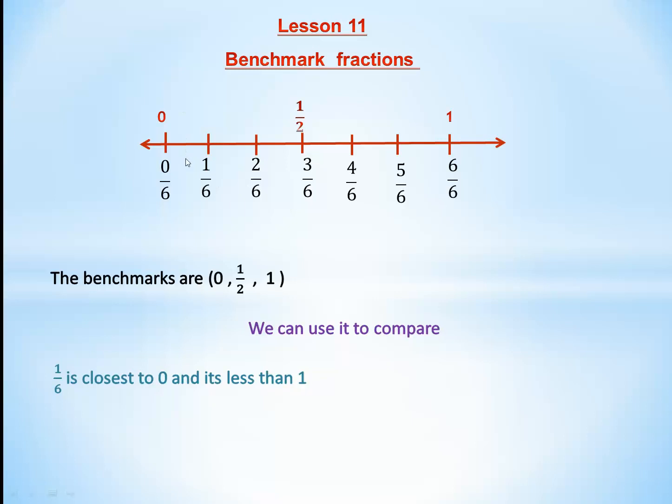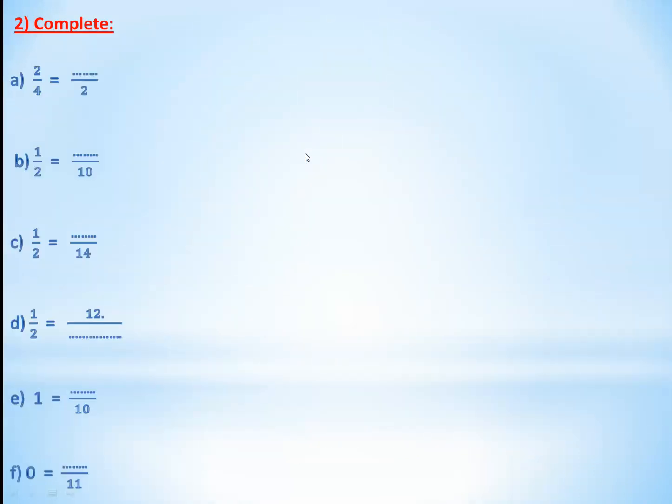1/6 here is closest to 0, and is it less than half or greater than half? Before, so it is less than half. And 4 over 6 is closest to 1 and greater than half. Okay.